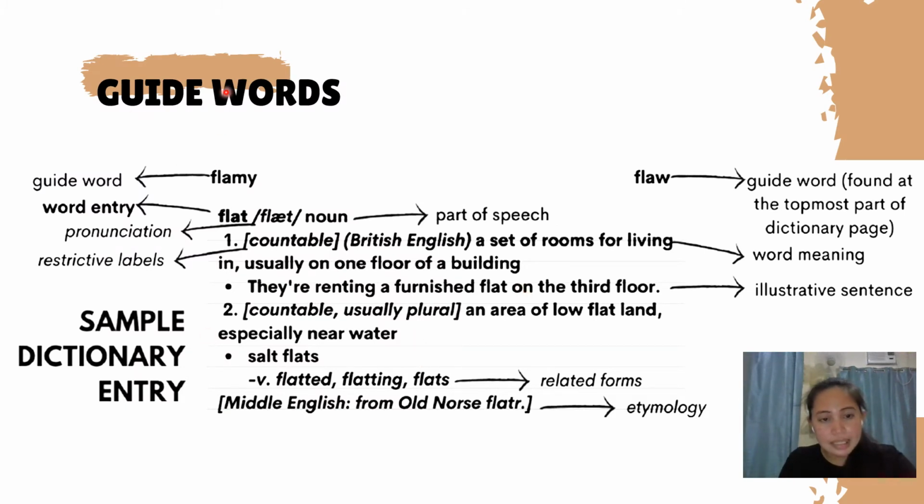Okay, so in this example class, the guide words are, say for example, you have opened a page where you are trying to find the word flat. So sa taas, nung page na yon, you will see the words flamey and flow. So ibig sabihin, if that is the guide word, flamey appears to be the first word that is being defined on the left page, and flow will serve as the last word that will appear on the right page of what you were searching for. Okay?